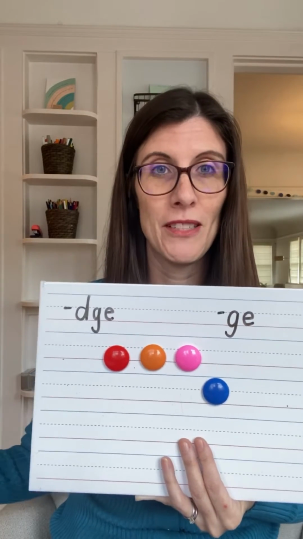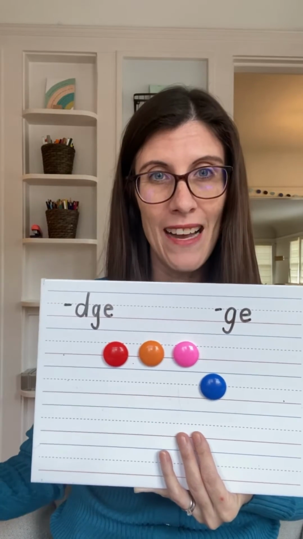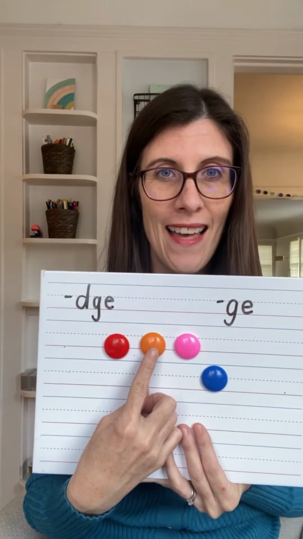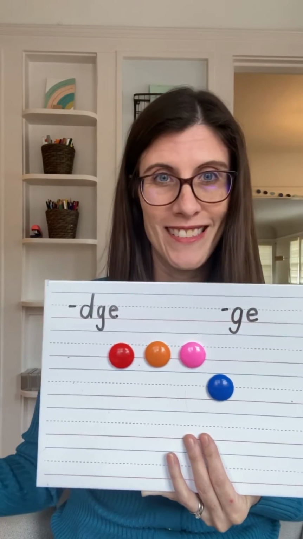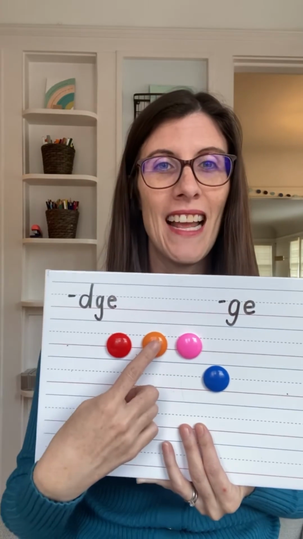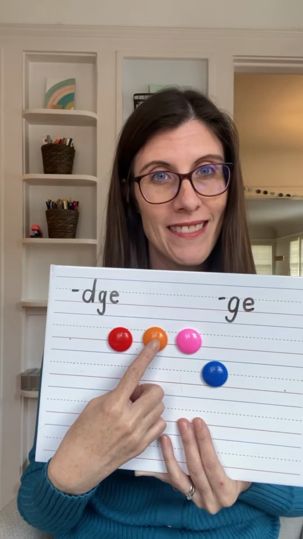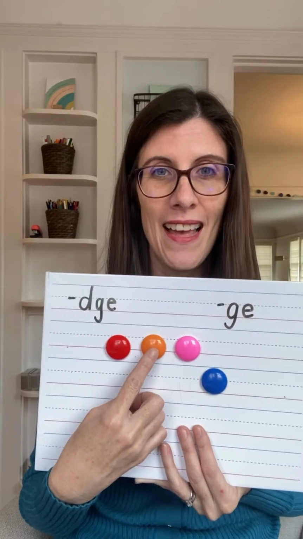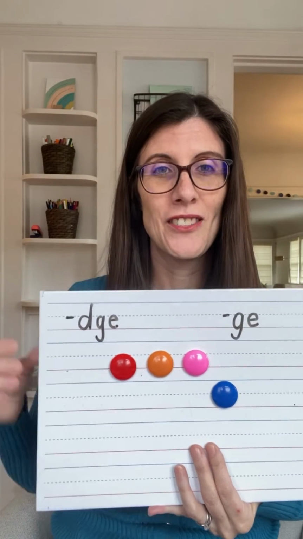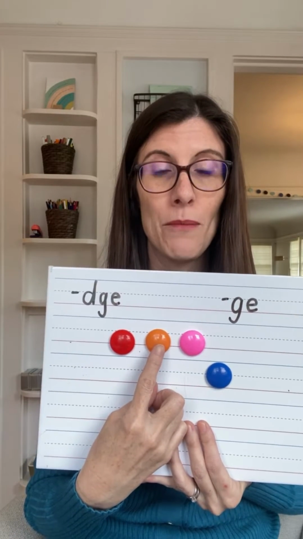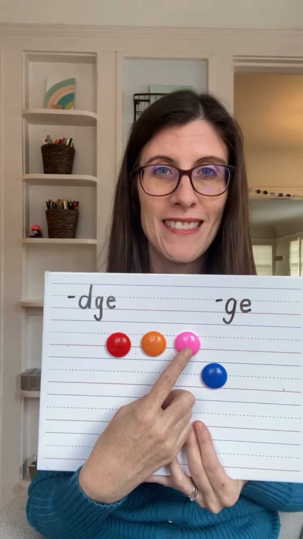I'm going to give my students time, and it's important they give me the sound. The sound is eh. Then I'm going to ask, is that a vowel sound or a consonant sound? It's a vowel sound. Is it a short vowel or a long vowel? It's a short vowel. So that's going to help us decide how to spell the word. So we know this is a short vowel that came right before the J sound.